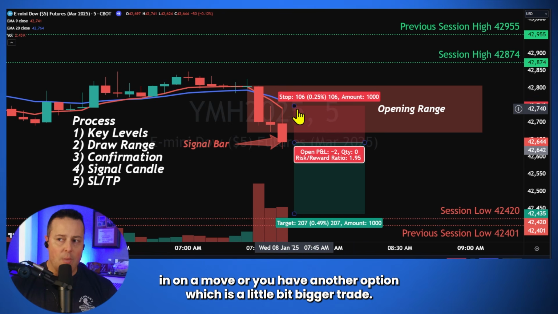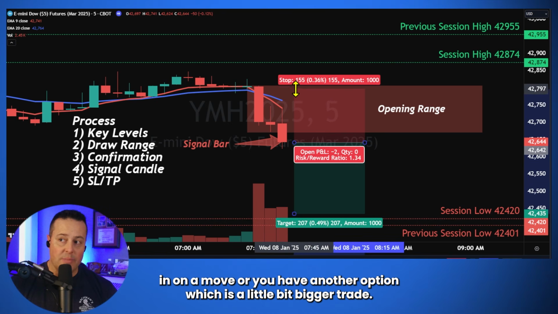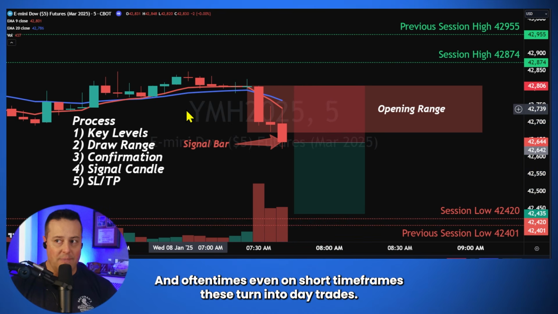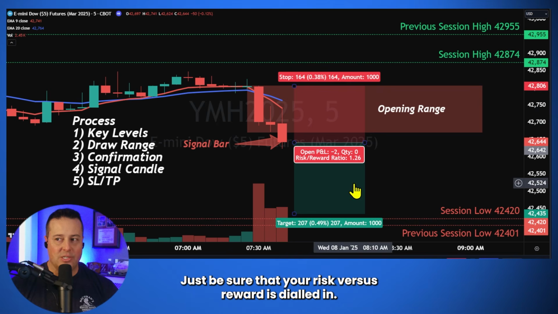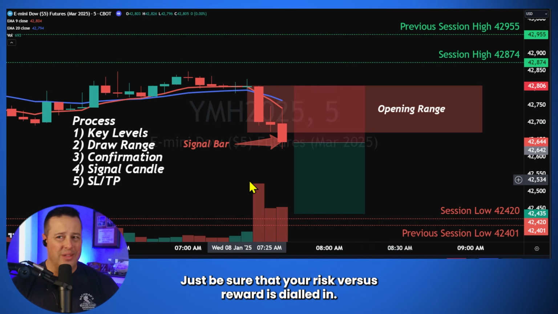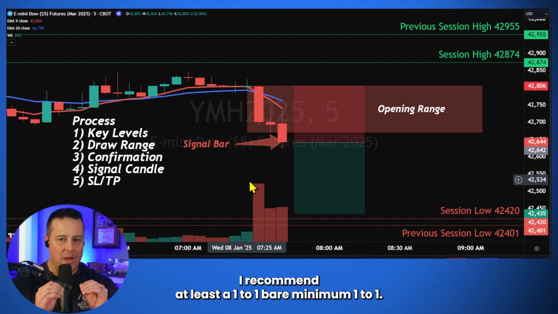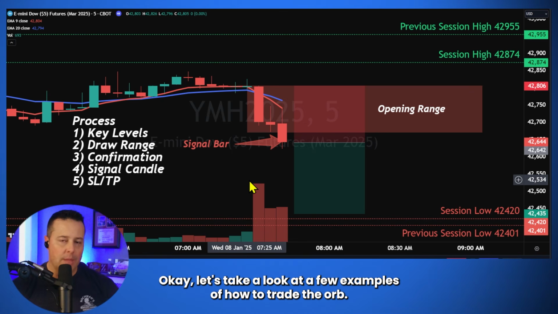in on a move. Or you have another option, which is a little bit bigger trade, and oftentimes, even on short time frames, these turn into day trades. You see right there, you can put it right above the top of your range. Just be sure that your risk versus reward is dialed in. I recommend at least a 1 to 1, bare minimum 1 to 1. Okay, let's take a look at a few examples of how to trade the ORB.